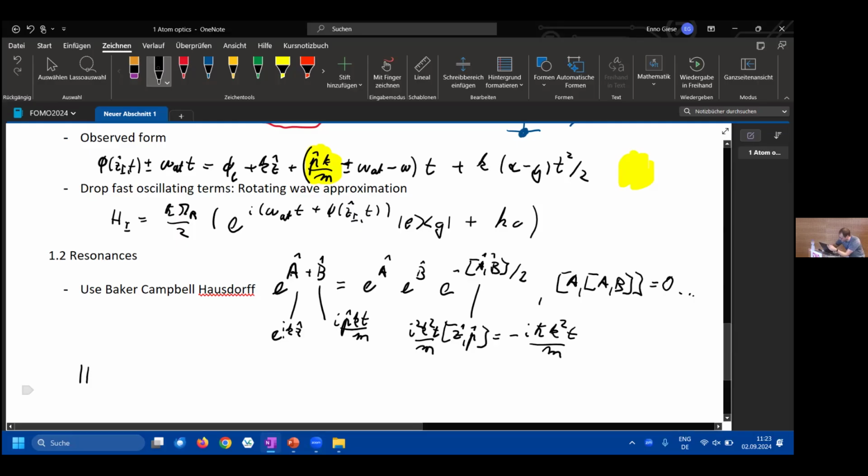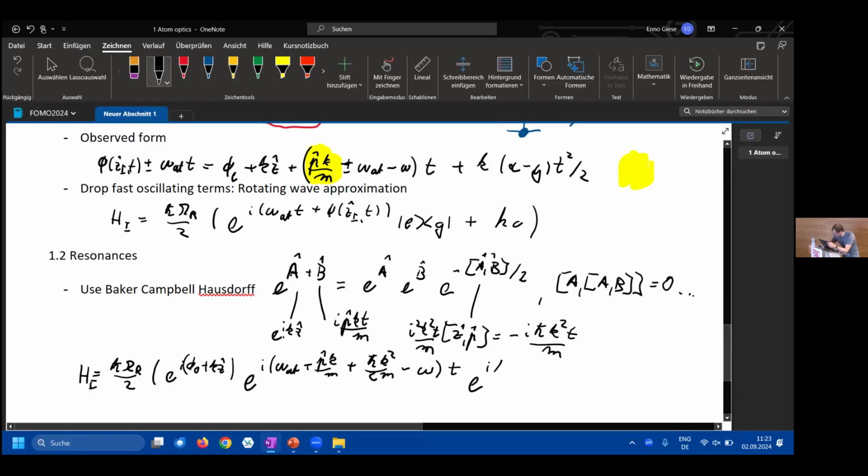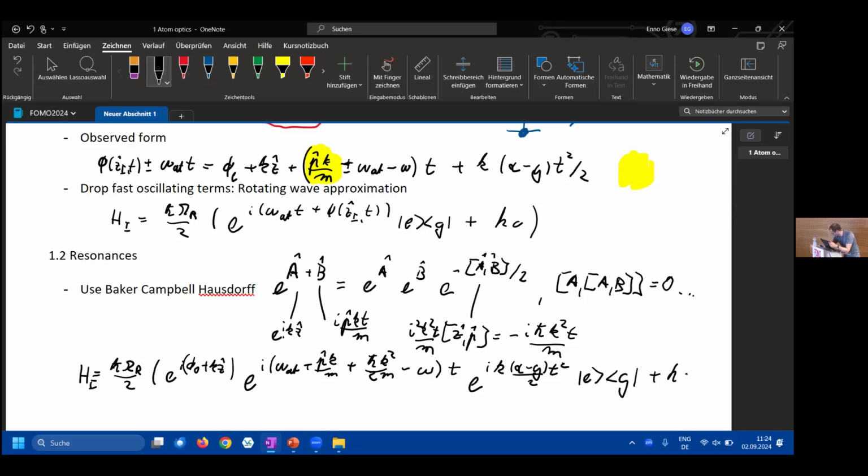And so if we do that, what we observe is, in this interaction picture, h bar omega Rabi over 2 times e to the i phi naught plus kz. That's my momentum kick. And then we have a time-dependent oscillation, which is e to the i omega atom plus p times k over m plus h bar k squared over 2m minus omega times t, times e to the i k alpha minus g over 2 times t squared, times the excitation, plus the inverse process. Okay, and that's now put everything in here.